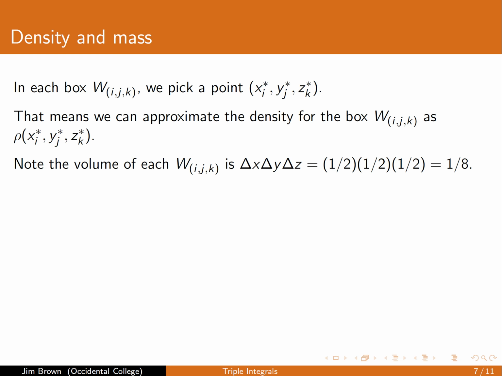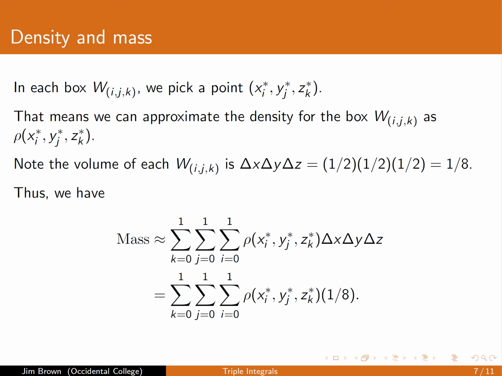Note that the volume of each of these boxes is delta x, delta y, delta z. And in this case, since we've broken each of the intervals up into two equal pieces, each of these is 1/2. So we have the volume of each small box being 1/8.